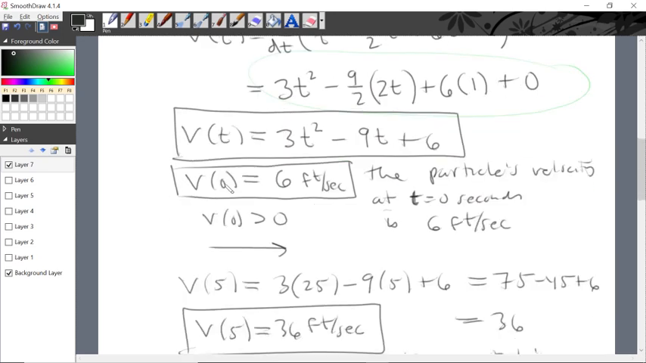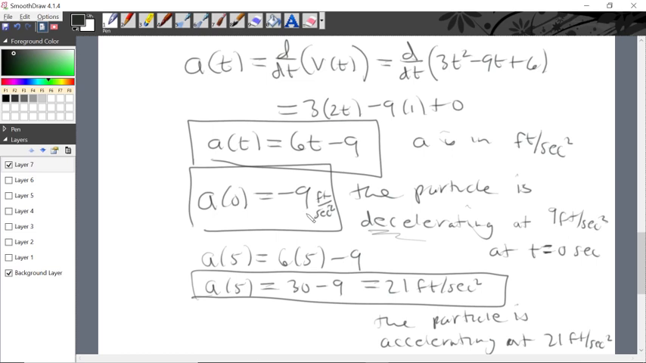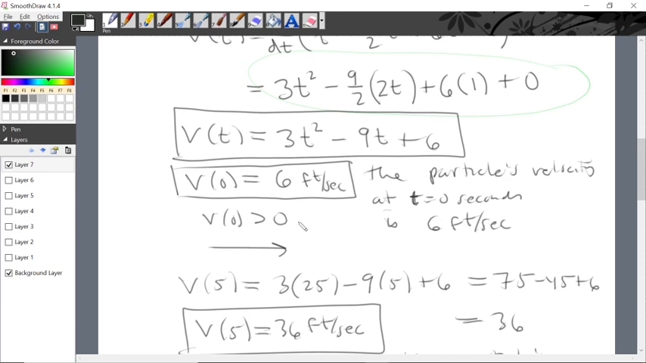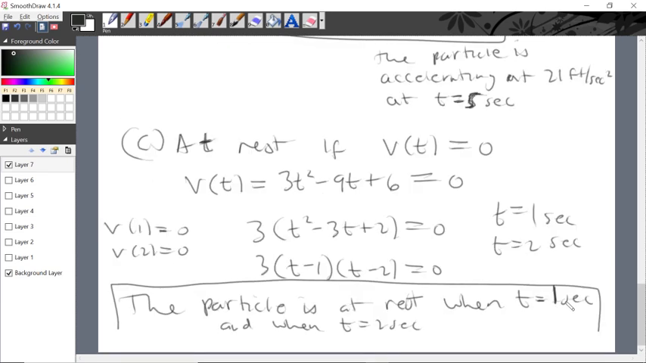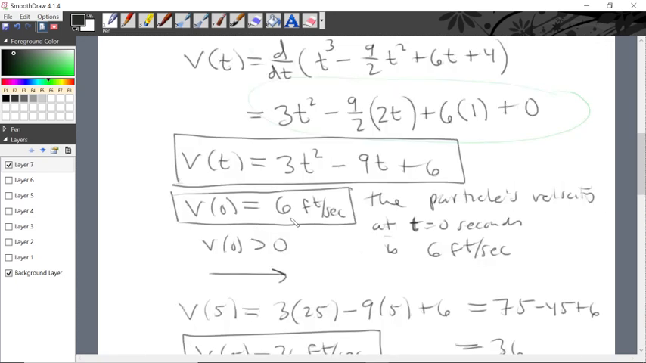It looks like when t is equal to 0, the object is moving to the right at 6 feet per second. Also, at time equal to 0, it is decelerating. It is slowing down at that instant. You can put this in motion. It is slowing down while moving to the right, and it slows down until t equals 1 second. What happens when t is equal to 1? The velocity has gone from 6 down to 0.